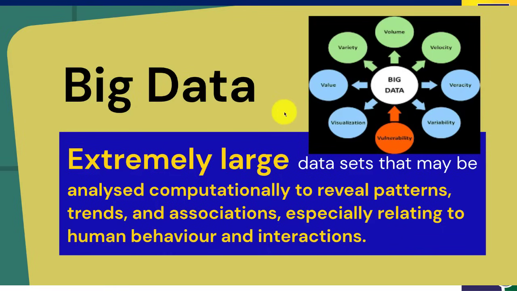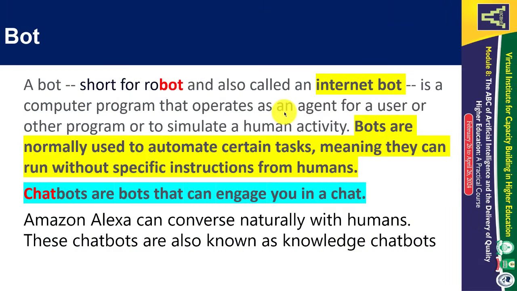How big is big? There's no minimum, there's no threshold that says anything beyond this. But usually it is highly voluminous data that is processed using very intricate software. And big data feeds into knowledge-based systems. So let's go to bot. What is a bot? A bot is a short form of robot, also called an internet bot.